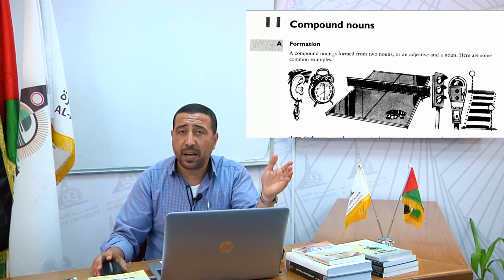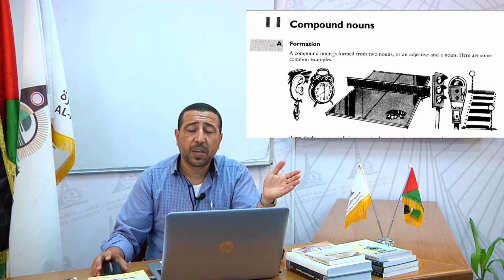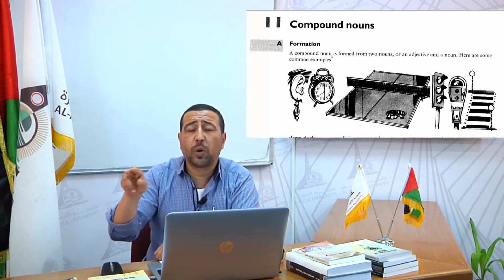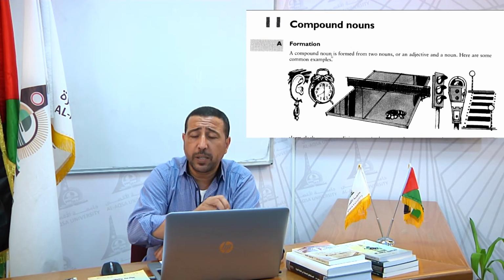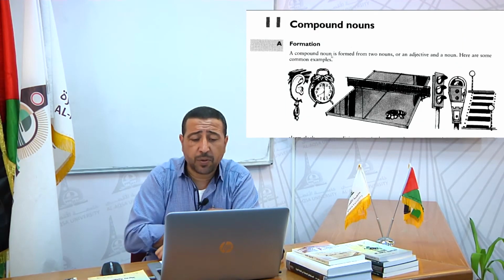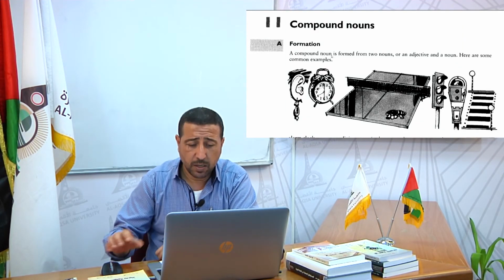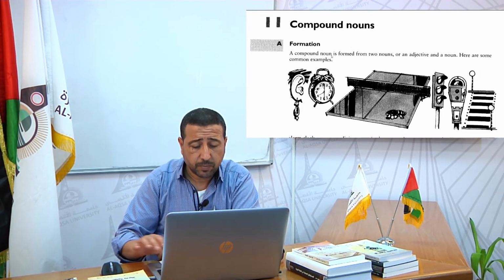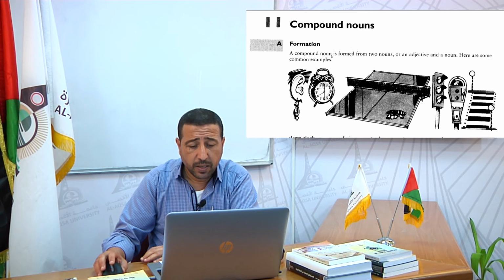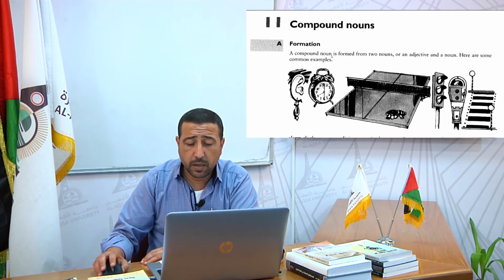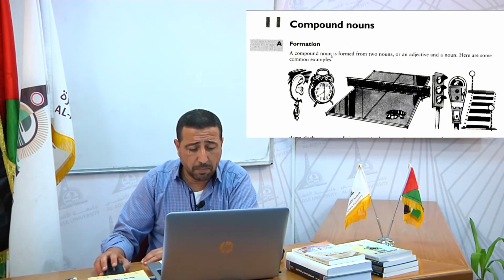So we have, another time I'm saying, three categories: two words that are hyphenated, two words that are used as one word, and two words that are separate. Here are three categories of compound nouns. Okay? I think we are going to come across this in the next lines. A compound noun is formed from two nouns or an adjective and a noun. We have 5 pictures. We are done with them.